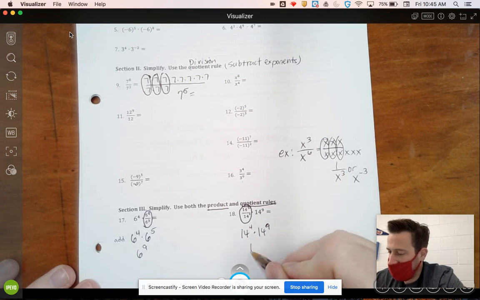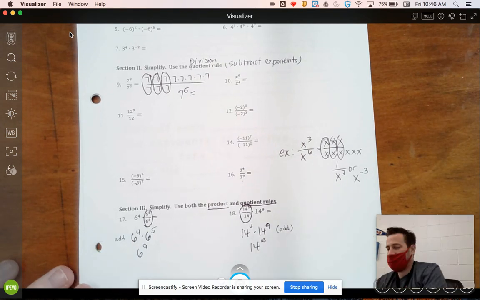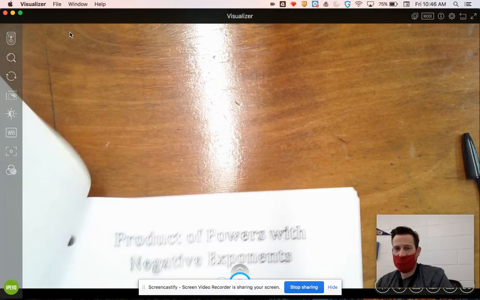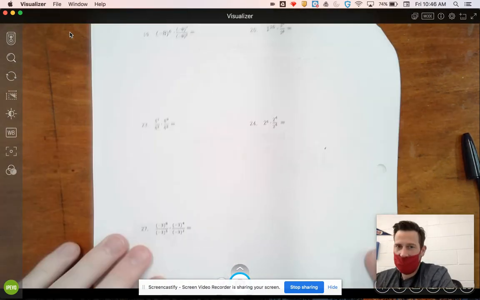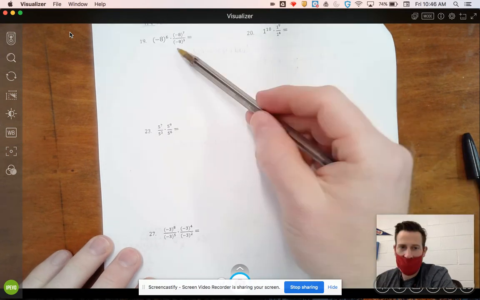Okay. The ones on the back are just the same. You'll have to clean them up. So you might have to do your division first before you multiply, or in some cases you can multiply before you divide. So you have to clean them up as you go. So you're going to combine both of those. So there they are.